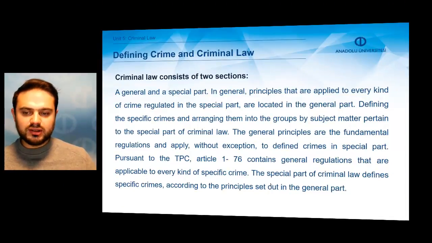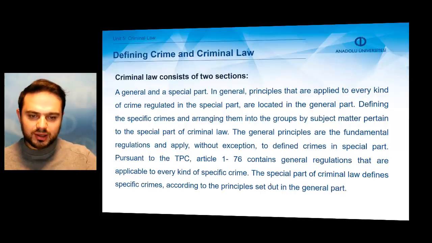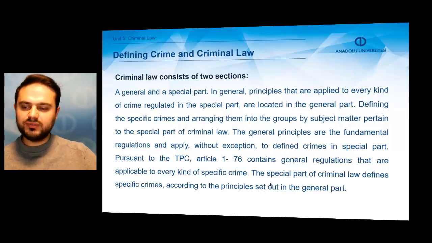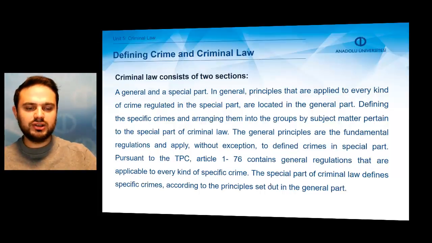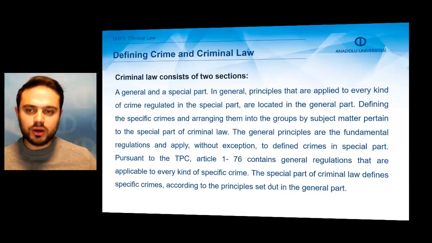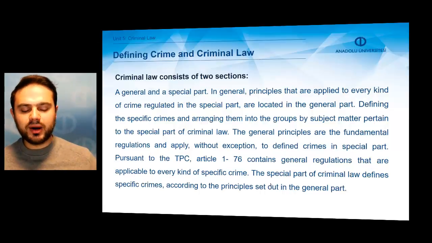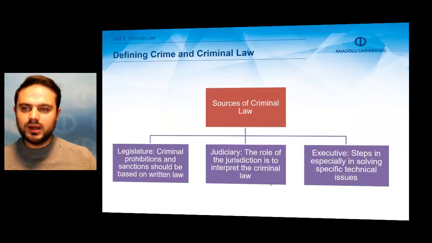Pursuant to the TPC, which is the Turkish Penal Code, Articles 1 to 76 contain general regulations that are applicable to every kind of specific crime. The special part of criminal law defines specific crimes according to the principles set out in the general part. So we can say the Turkish Penal Code consists of two sections: a general part and a special part.